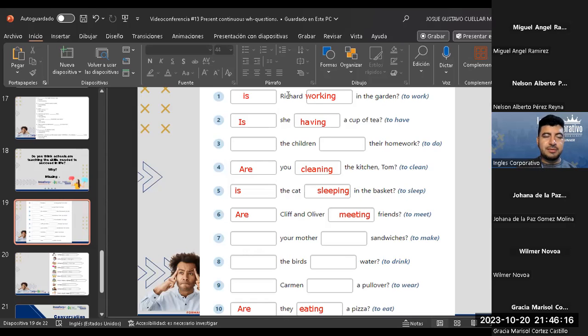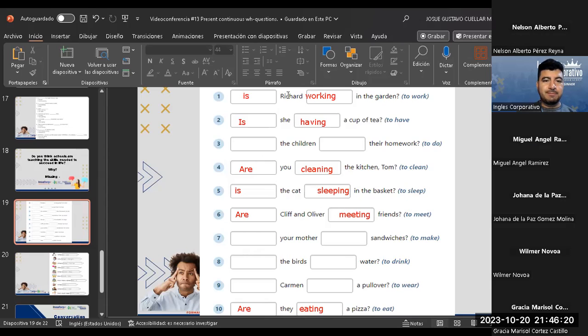¿Qué, Nelson? What number? Number nine. Is Carmen reading a pullover? Yes, thank you. Okay, Imelda, what number? Number three. Is the children doing? Okay, thank you. Si estuviese la palabra child, fuera is, pero como children significa niños, sería are the children. Are the children doing their homework? Thank you.